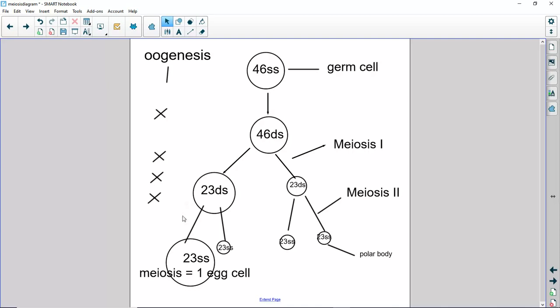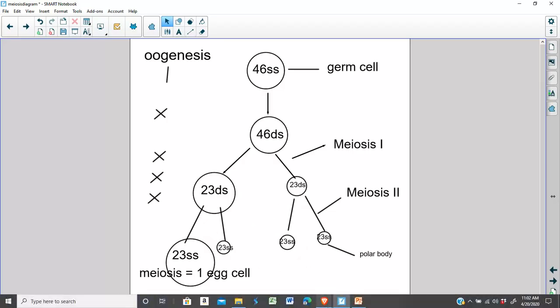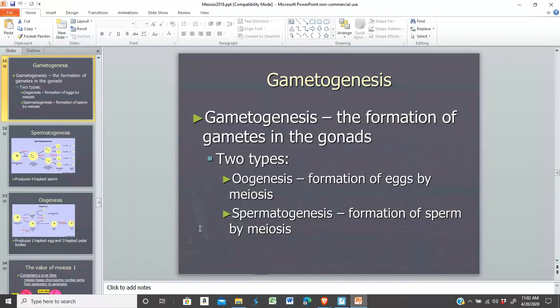All right, so you see here, for what we want to know, 23 single-stranded and at least 3, sometimes 4 polar bodies, unfertilizable. All right, now sometimes you see the diagram, you don't even see these 2 polar bodies, but be prepared to see a few different diagrams. Let's take a look at what the PowerPoint says here.